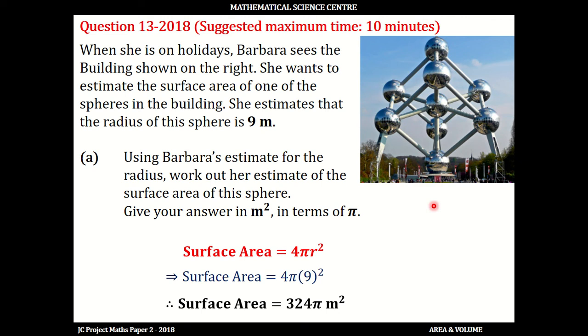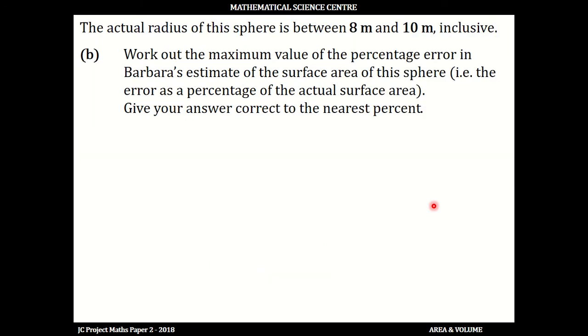Now, the next part states that the actual radius of the sphere is somewhere in between 8 meters and 10 meters inclusive. We have to work out the maximum value of the percentage error in Barbara's estimate of the surface area of this sphere, i.e. the error as a percentage of the actual surface area. Give your answer correct to the nearest percent.